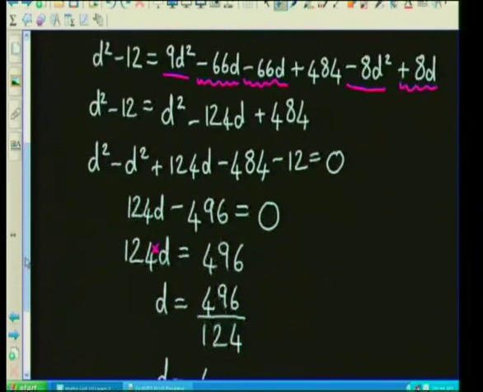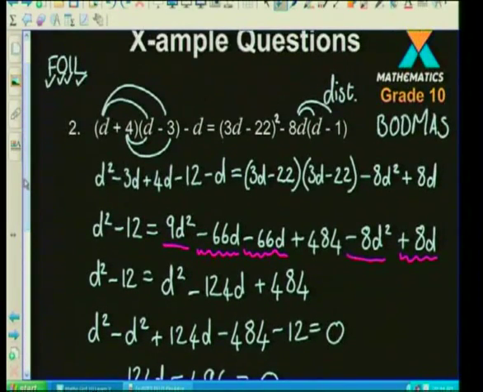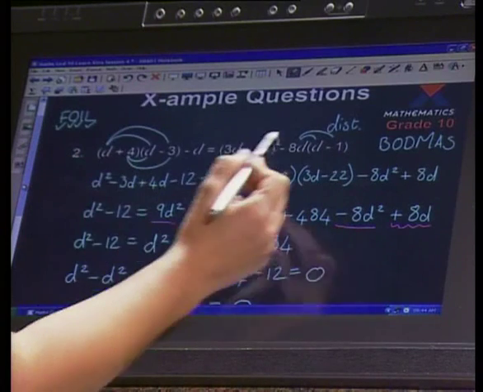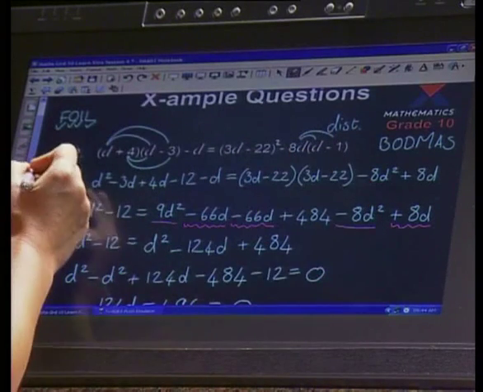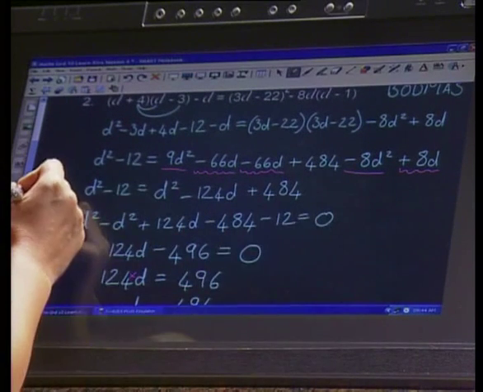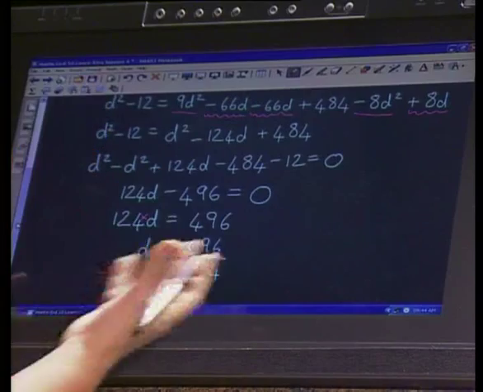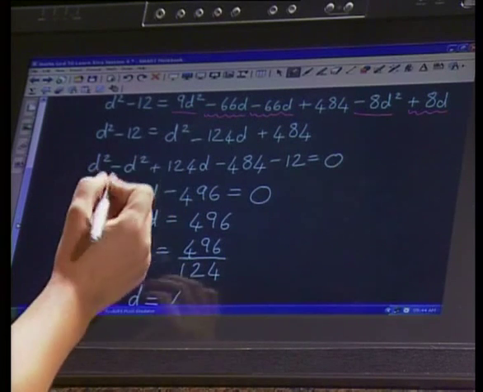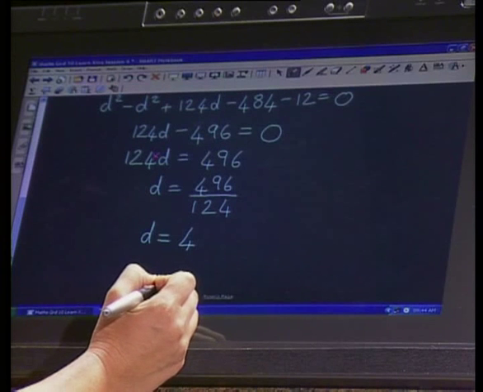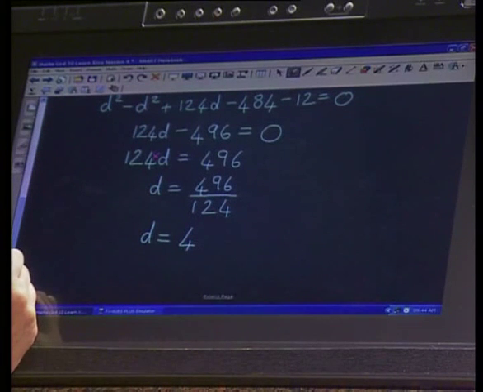So let's go over that again very quickly. It was a very complicated looking problem, and it tested whether you knew FOIL and distributive law. Then it tested that you could add like terms and you could rearrange your equations so that you could isolate the variable, ending up with the number 4. Let's move on to the next question.